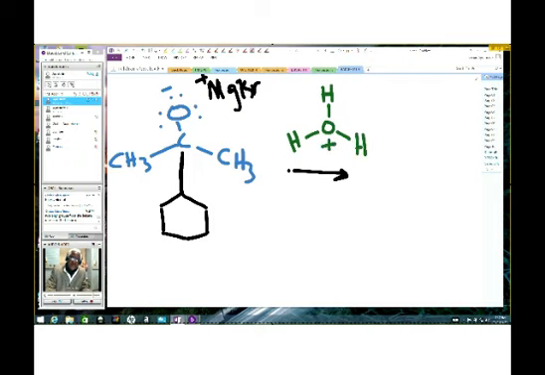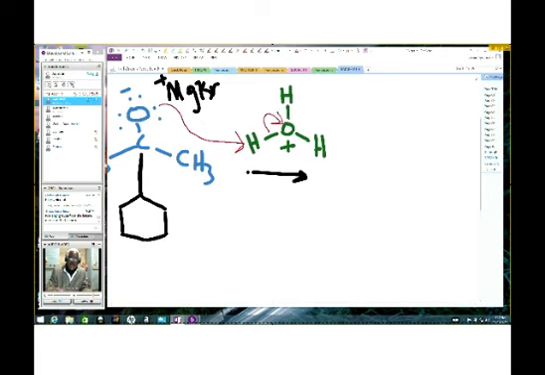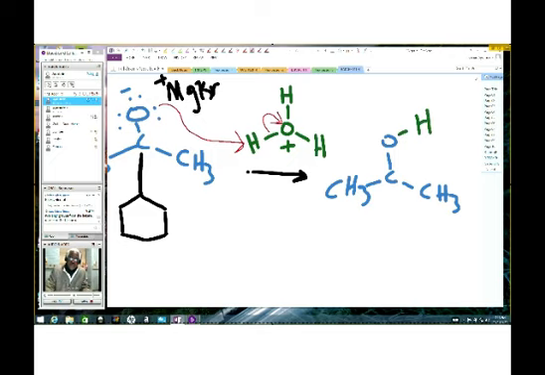The negatively charged oxygen here will now act as a base to abstract a proton from the hydronium ion, thereby releasing a molecule of water. And so what we have here, we end up with this product. So what we have here, we started with a ketone, we reacted the ketone with a Grignard reagent, and we ended up with a tertiary alcohol.